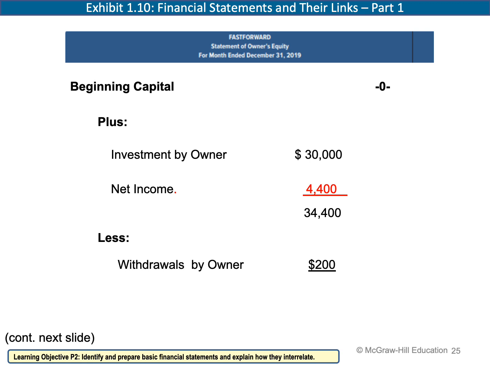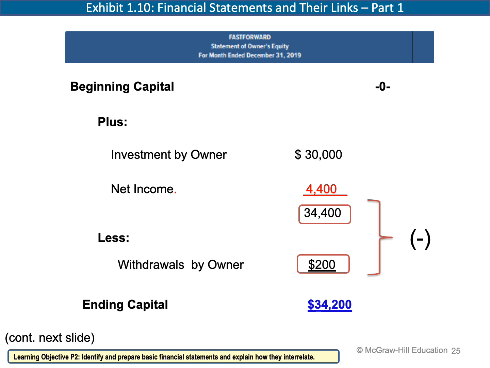34,400 minus the withdrawal will give me ending capital of 34,200. So you have to remember, while we are preparing the statements of owner's equity in order to calculate how much is my ending capital at the end of the year, we can see that at the beginning of the year I have 0, but then I have some investment, then I have some net income, then I have some withdrawal, then how much is my ending capital now? It's 34,200. So the purpose of doing these statements of equity is to calculate the ending capital.